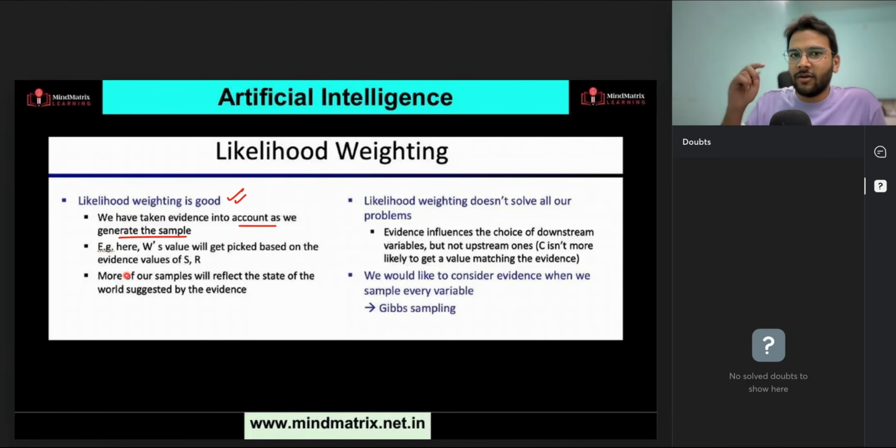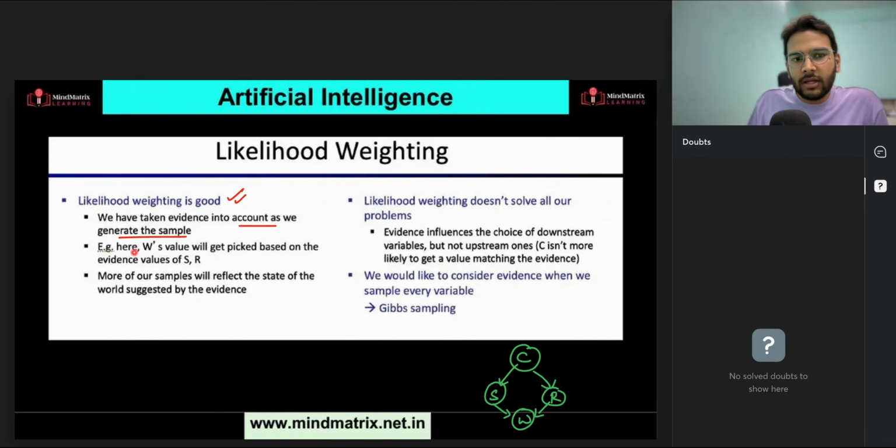Are you getting this? To generate the sample, we are taking evidence into account first. So for example, W. This is what we have, right? Let me just write it here. It was cloudy. Carefully see this sprinkling. It was rainy here, and it was wet grass here, right? This was the Bayesian network, the graph.